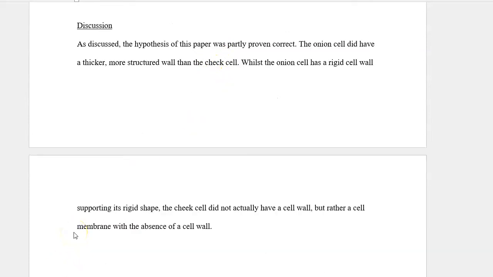Staying with this one, on the pass standard, the discussion is actually well done in this paper. First of all, you have to discuss the results.